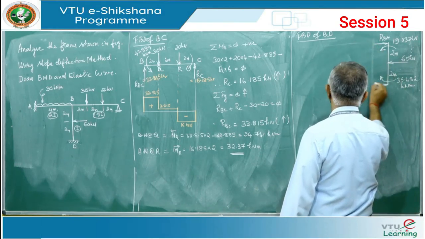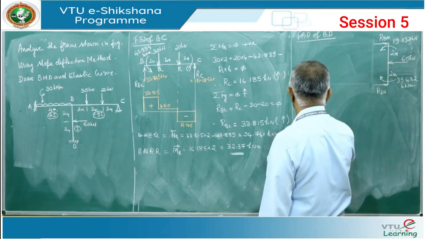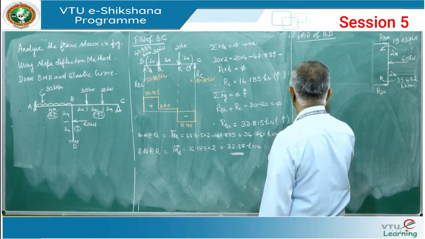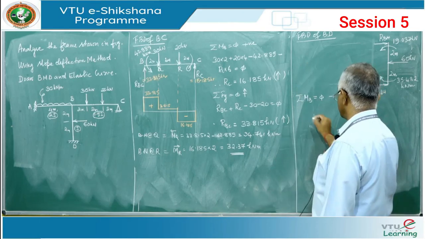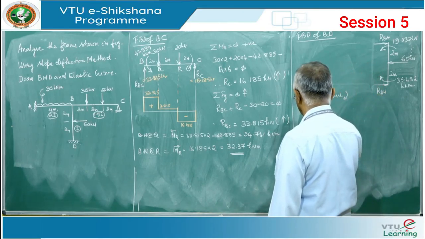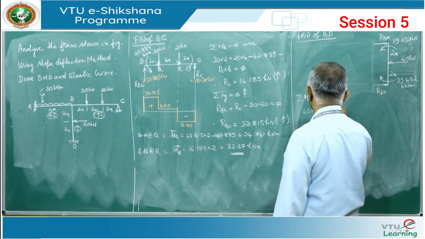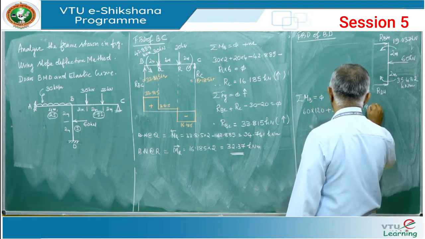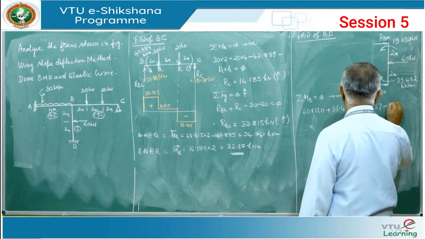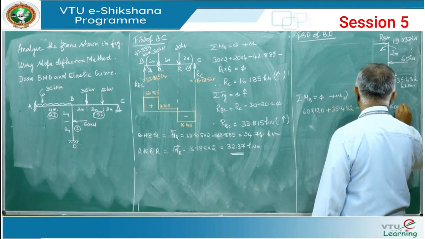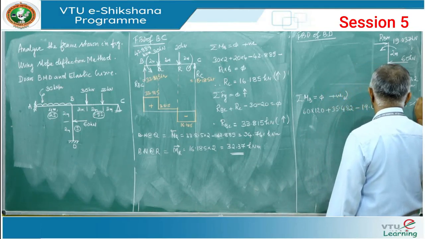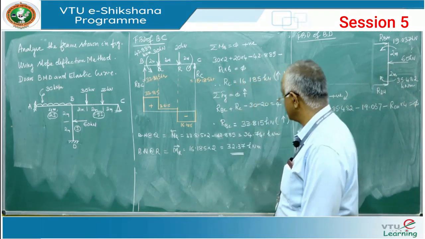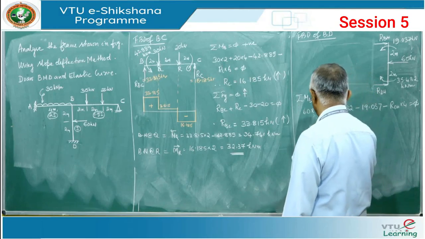Let me leave this space to sketch SFD. Take as usual bending moment about any of the point, MB equal to 0. I have 60 into 2, 120 positive, plus 35.482 minus 19.037 minus RDH into 4 equal to 0. So therefore RDH is 34.111.